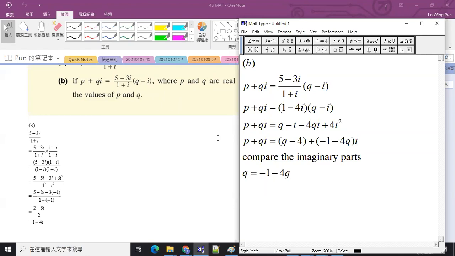Compare the imaginary parts, q is equal to -1 minus 4q. And this is the equation that can lead us to solve the value of q.